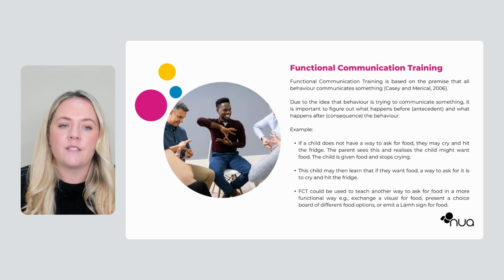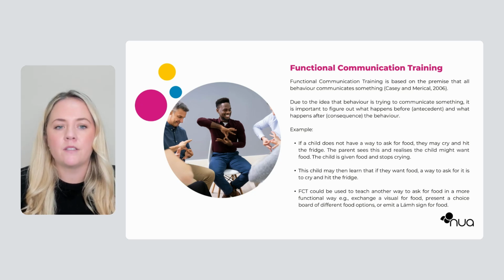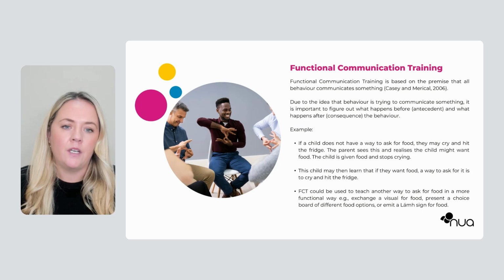Functional communication training is based on the premise that all behaviour communicates something. So, due to the idea that behavior is trying to communicate something, it is important to figure out what happens before the behavior occurs and what happens after the behavior in order to determine where to begin teaching.